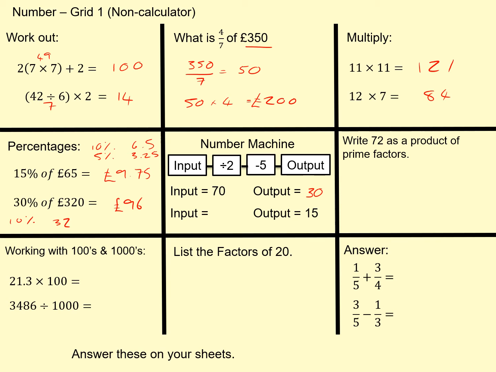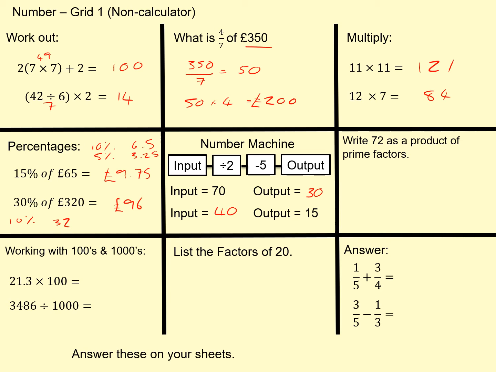Starting with the output, we're doing the inverse operation every time. So starting with 15, doing the opposite each time. Add on the 5 to get 20. Multiplied by the 2 to get 40. So the input for that one will be 40. Easy to self-check. Start with 40 divided by 2 gets you 20. Take away 5, that's 15, which is what you were asked to start with as the output.